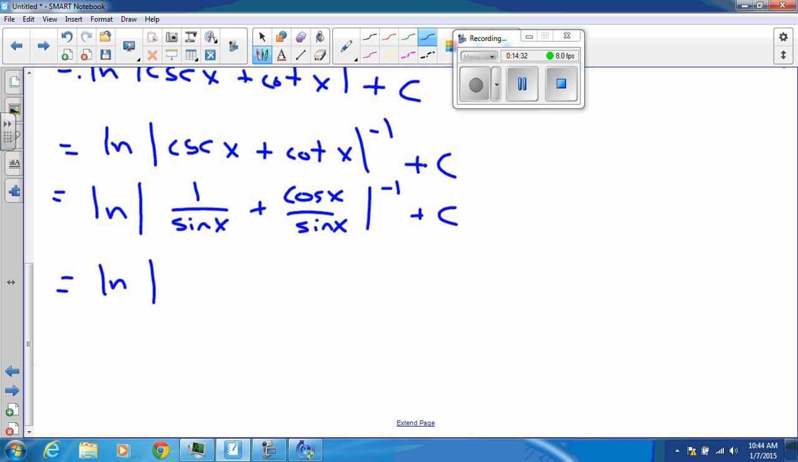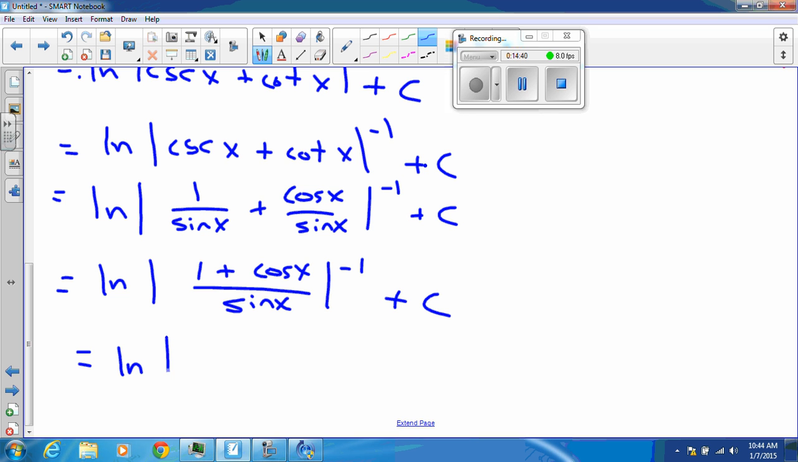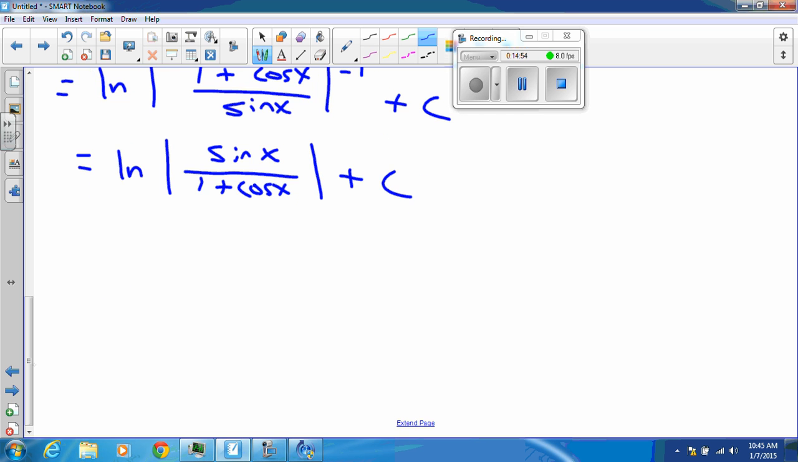This gives me ln of, like so. And now I arrive at the second possible way of expressing the antiderivative of cosecant, which is sort of unusual. But wait, there's more. I can multiply top and bottom by 1 minus cosine x to rationalize.